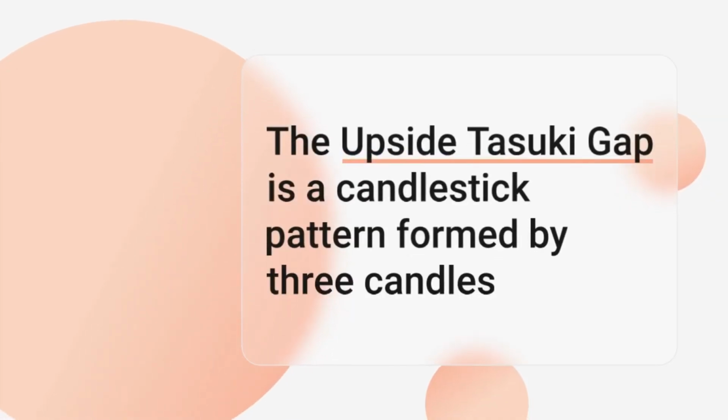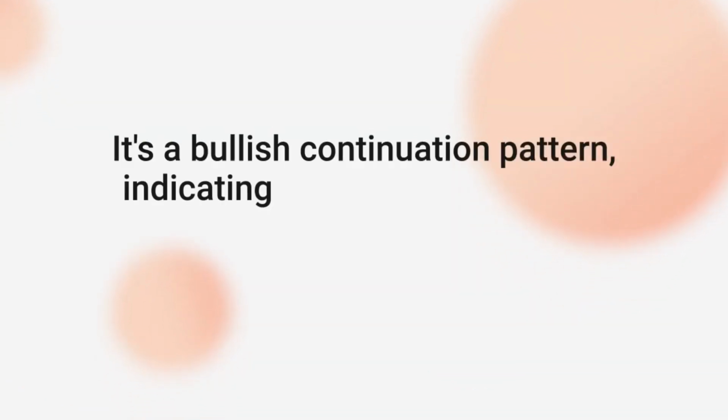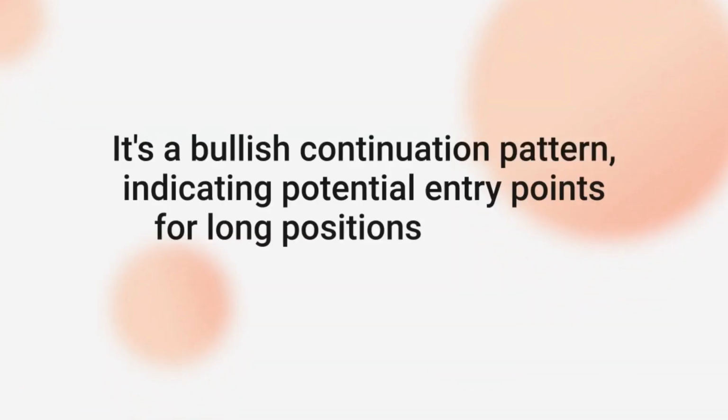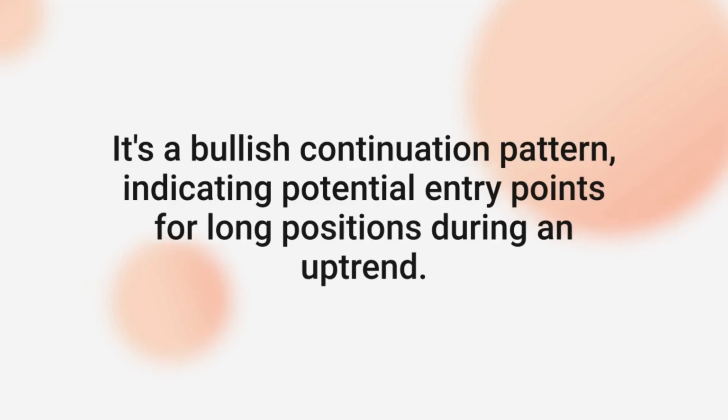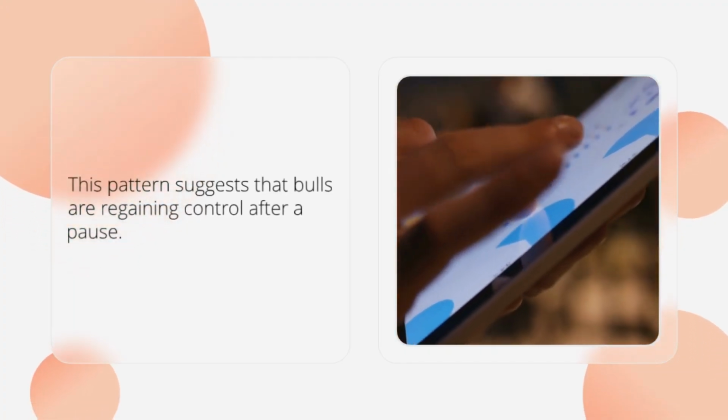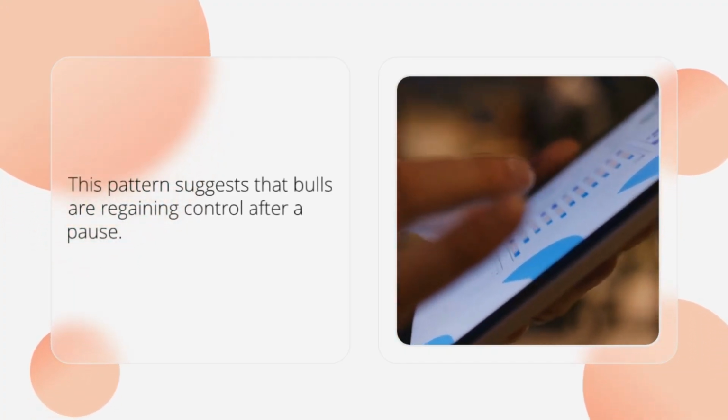The upside Tasuki gap is a candlestick pattern formed by 3 candles. It's a bullish continuation pattern, indicating potential entry points for long positions during an uptrend. This pattern suggests that bulls are regaining control after a pause.